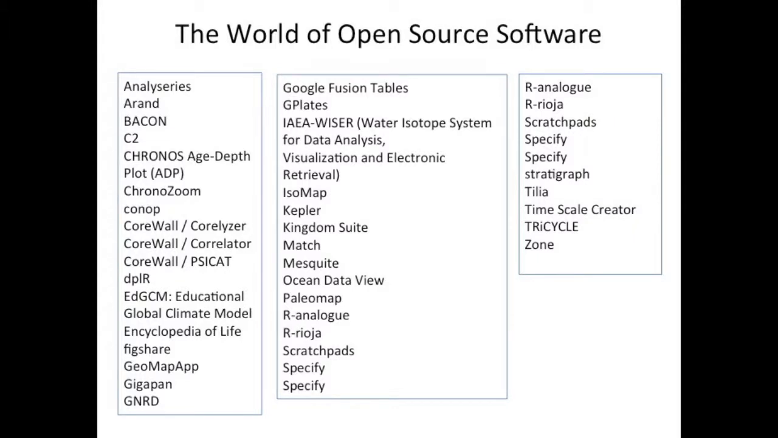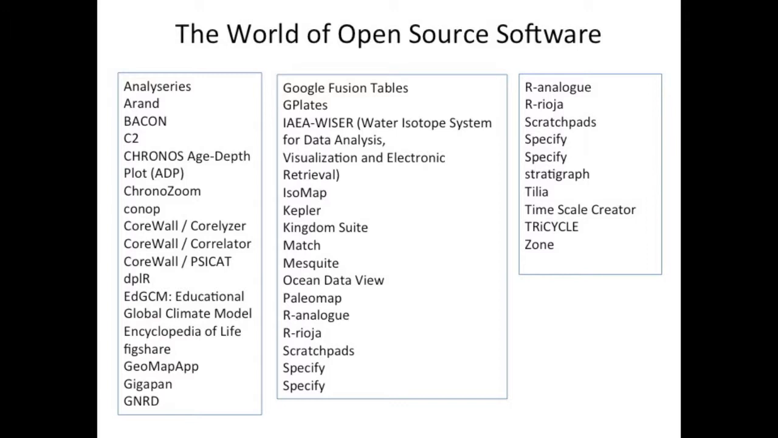The last thing I'm going to talk about in terms of resources is this world of open source software. These are sources of some of the tools that we were asking about earlier that can be used to quality control data or do statistics on data. Many of you have used Analyseries, this package which does a whole bunch of things related to the time series analysis and age modeling of climate data. Bacon I haven't used yet, but it's the Bayesian method for calibrating C14.